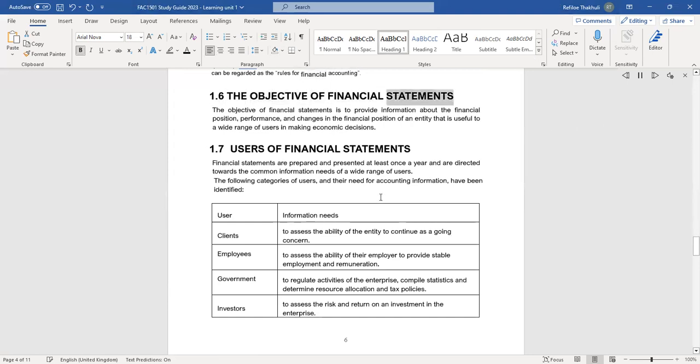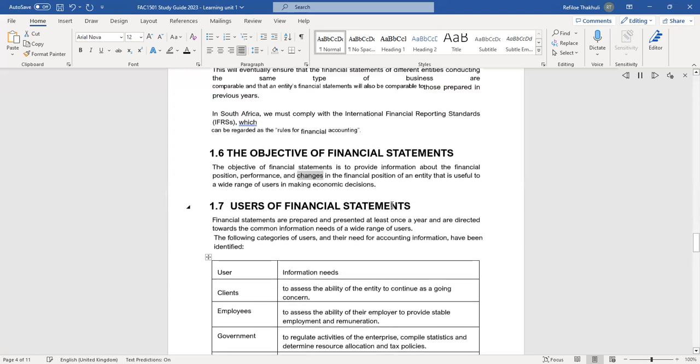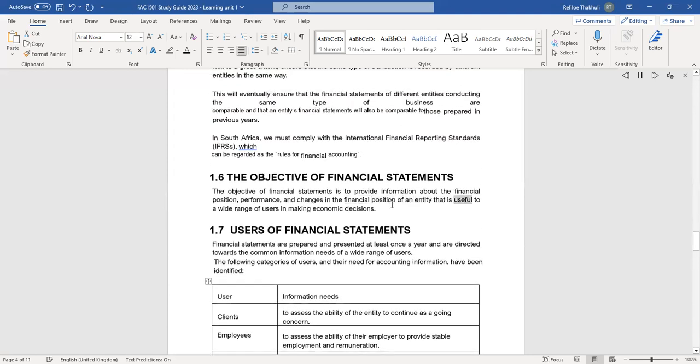1.6 The objective of financial statements. The objective of financial statements is to provide information about the financial position, performance, and changes in the financial position of an entity that is useful to a wide range of users in making economic decisions.